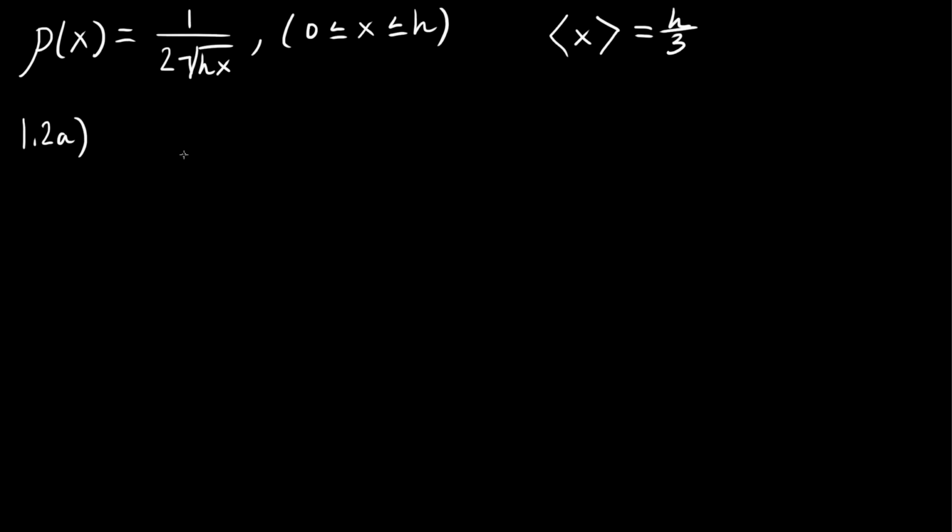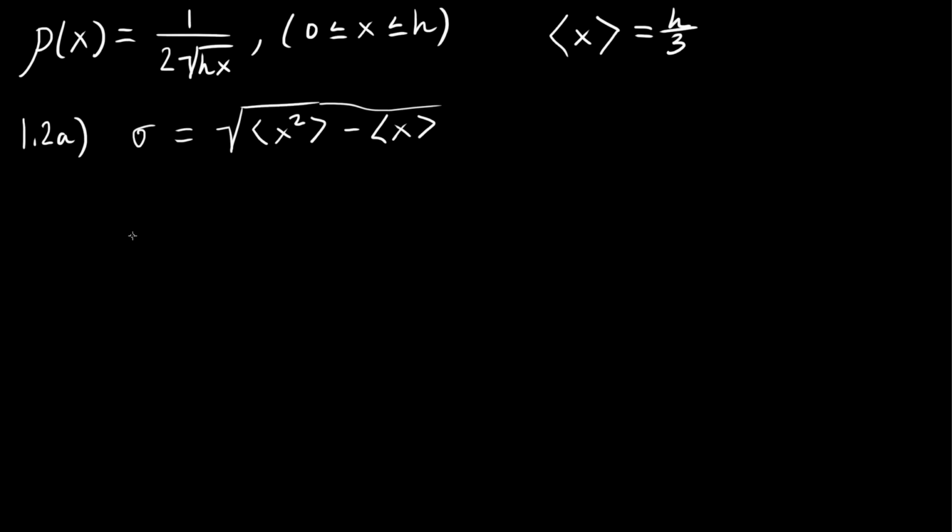So 1.2a asks us to find the standard deviation, and in order to find the standard deviation, this is equal to the square root of the expected value of x squared minus the expected value of x, squared. We already have the expected value of x. Now we just have to find the expected value of x squared.